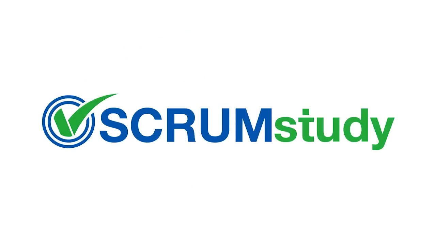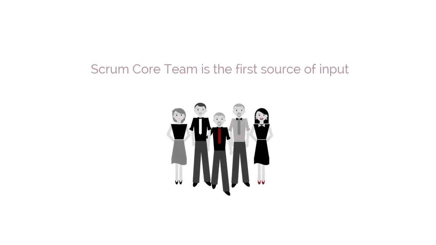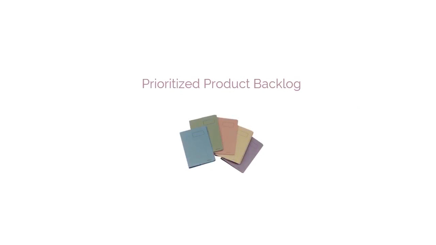Let's get ready to learn the last process in the implement phase. So, we're going to discuss the third process called Refine Prioritized Product Backlog. Let's first see the inputs involved. Scrum Core Team is the first source of input. Prioritized Product Backlog is the next source of input we're going to discuss.